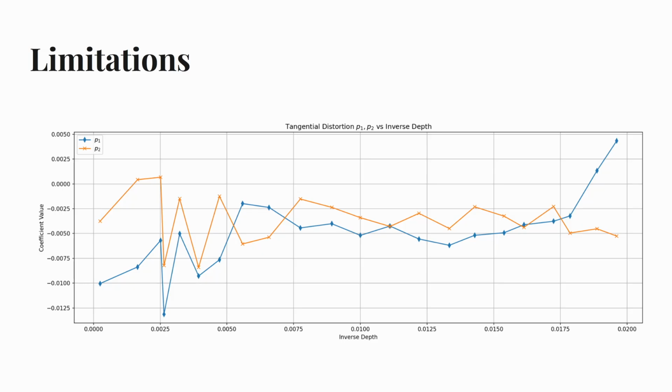Additionally, our model has some limitations. To simplify our model, we assumed constant distortion. However, if this assumption is not valid, it may throw off our results. We also only use a single pose of our calibration pattern, which may cause the optimized parameters to be noisy.